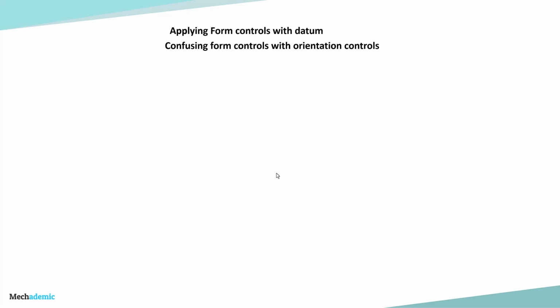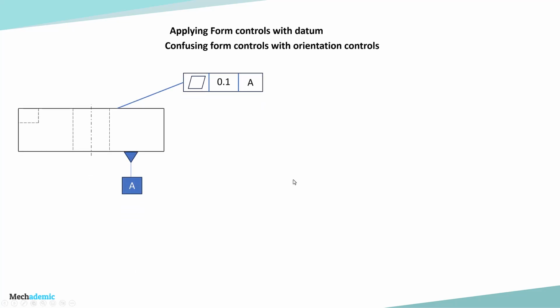First one is the most common one, which is applying form controls like flatness, straightness, circularity with datum and confusing form controls with orientation controls. So let's say if you have a block and the datum has been applied on this bottom surface of the block on the drawing, and you apply a flatness control referencing to that datum. So this is totally wrong. The flatness is not controlled with respect to any other surface. It is controlled with respect to itself.